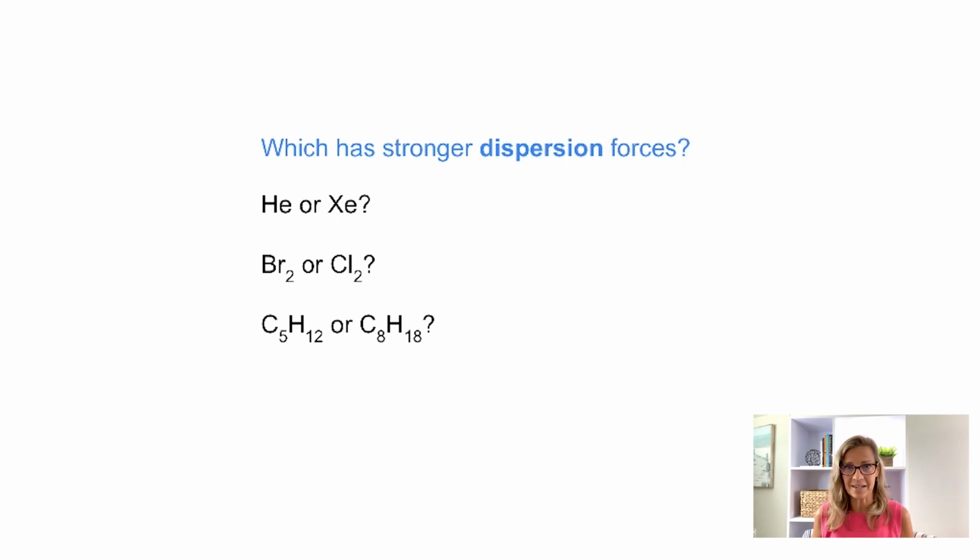Helium versus xenon. Well, they're both noble gases, but xenon is much, much larger, and it's got many more electrons, and so that one would have greater dispersion forces. Bromine and chlorine, again, they're both halogens, about the same shape, but bromine has many more electrons, and so it would have stronger dispersion forces. And then I've got two hydrocarbons there, and the one that is longer and has more electrons will have greater dispersion forces.